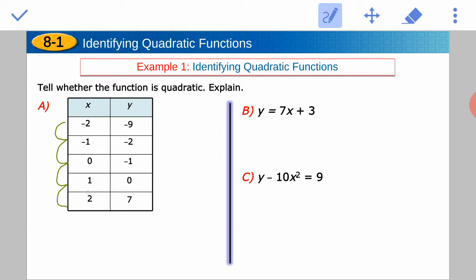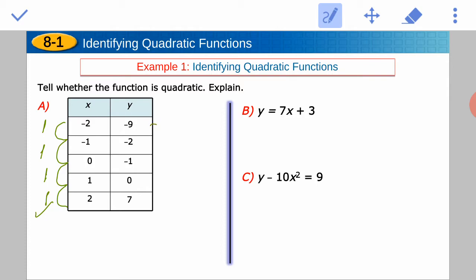When you start subtraction, start from the largest to the least value. So 2 minus 1 gives us 1. 1 minus 0, it's also 1. 0 minus minus 1, it's 1. Minus 1 minus minus 2, it's going to be minus 1 plus 2, it's also 1. So guys, condition number one is okay. There is a constant change of x values.